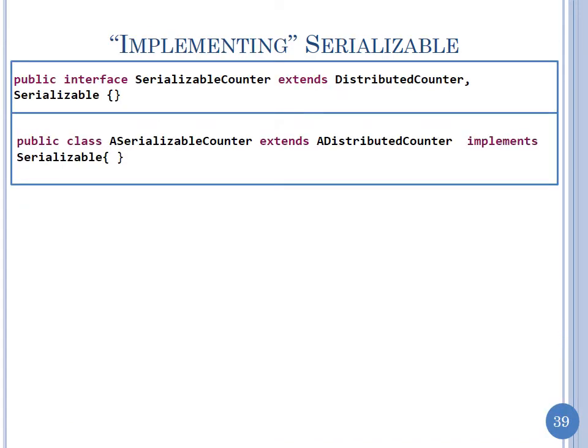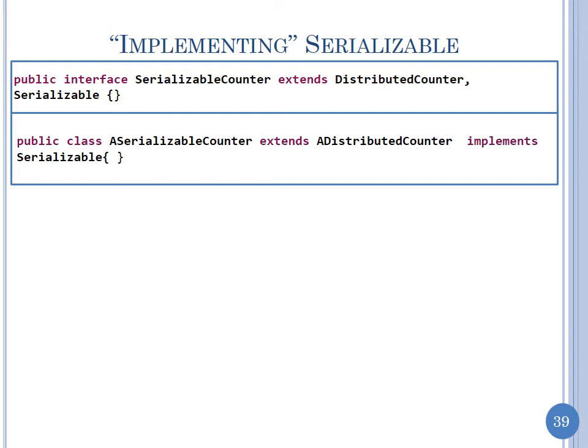And how do we get rid of this exception? I will now create another interface. I'll keep the DistributedCounter around because I want to use that in examples. I will create a SerializableCounter interface that extends DistributedCounter and Serializable. And I will create a SerializableCounter class that just extends DistributedCounter, and all it does is put the label Serializable on it. No new methods had to be defined. All you did was mark it as serializable.